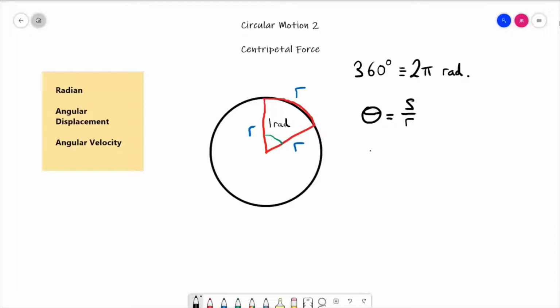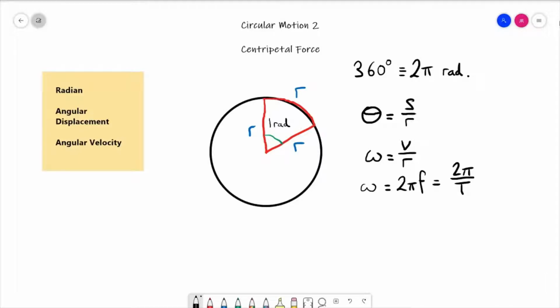For angular velocity we had a few different equations. First one was omega is equal to v over r. We also had the equation which is more useful to you of omega is equal to 2 pi times the frequency, or 2 pi divided by the time period of orbit.